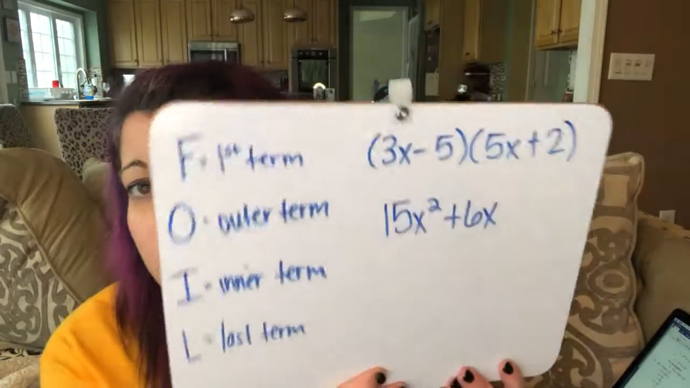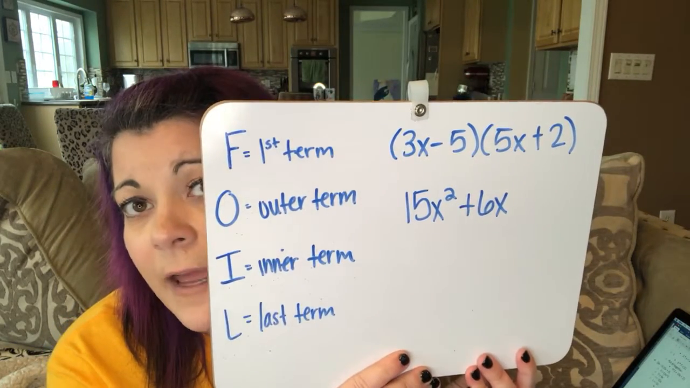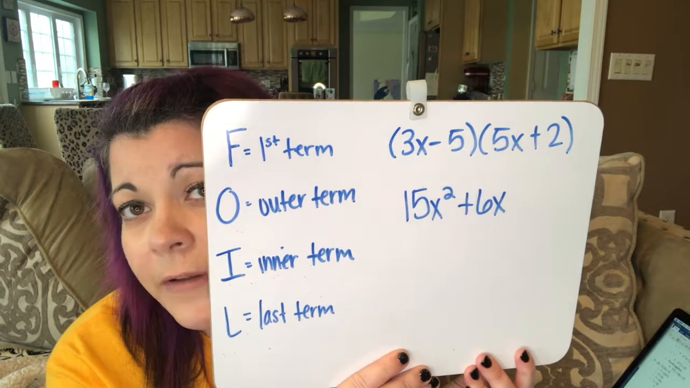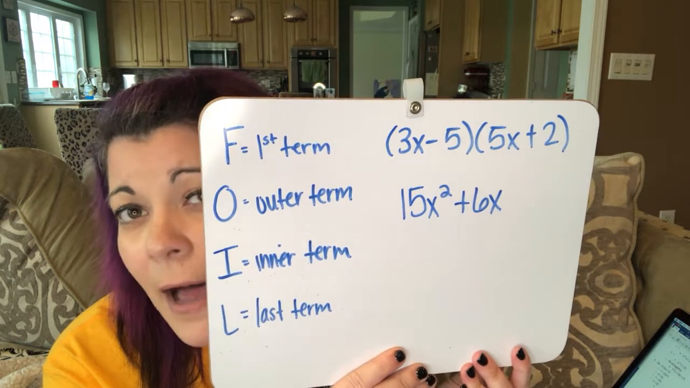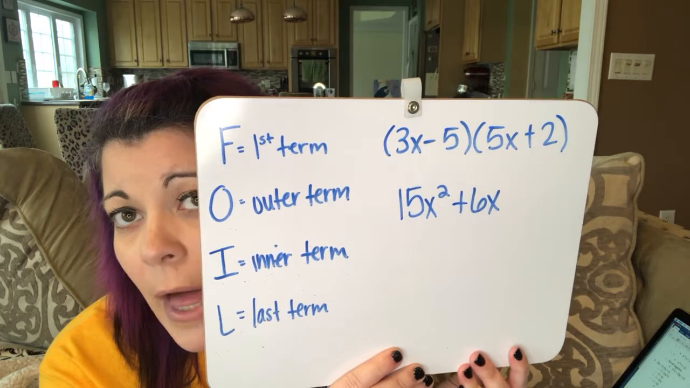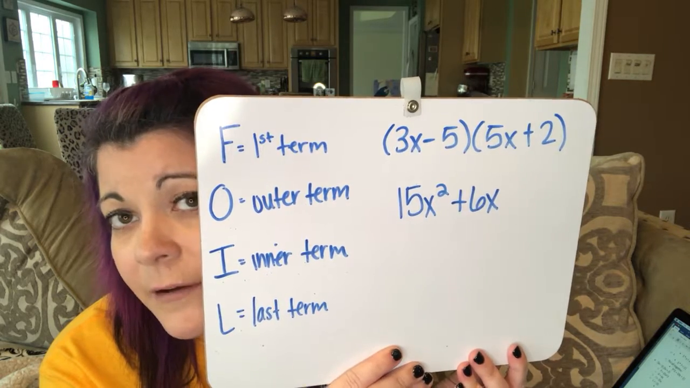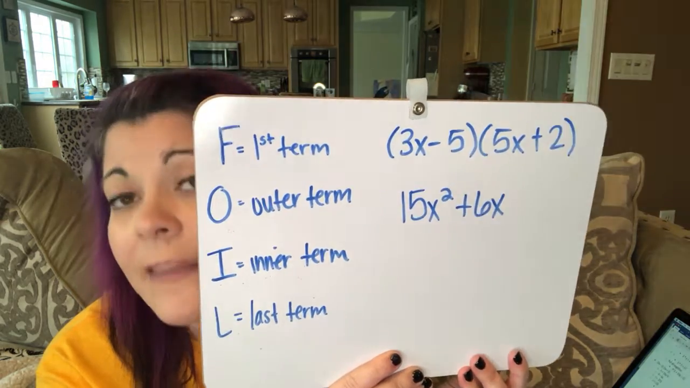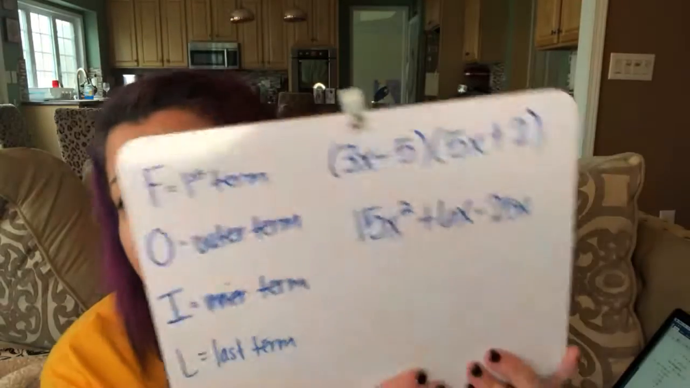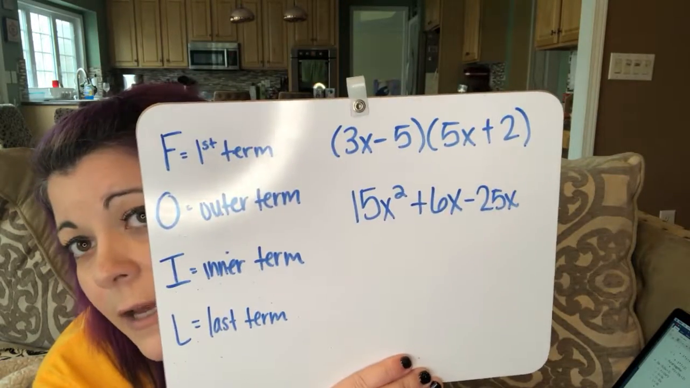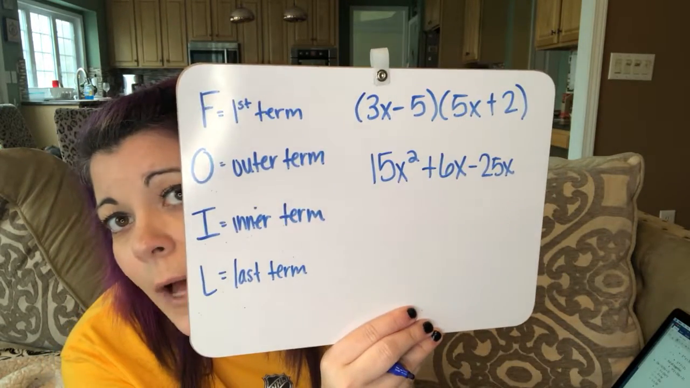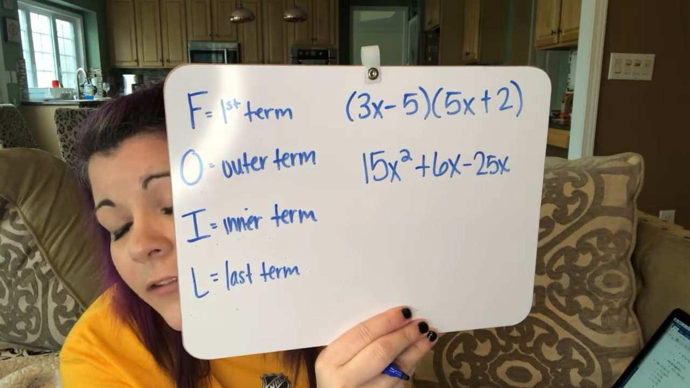And then inner terms. Inner terms are 5 and 5x. So if you notice, it's a negative 5 and a positive 5x. So negative 5 times a positive 5 is a negative 25. And then we bring the x down. So we just say minus 25x because it's a negative 25. So minus 25x. And then the last terms, a negative 5 and a positive 2 is a negative 10. So we're just going to say subtract 10.